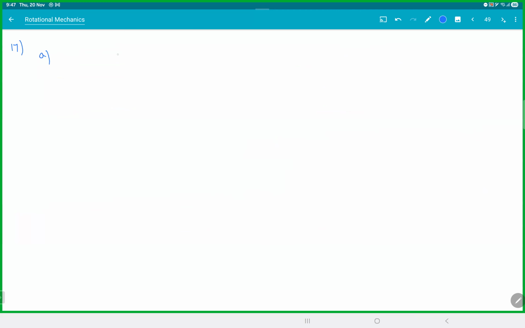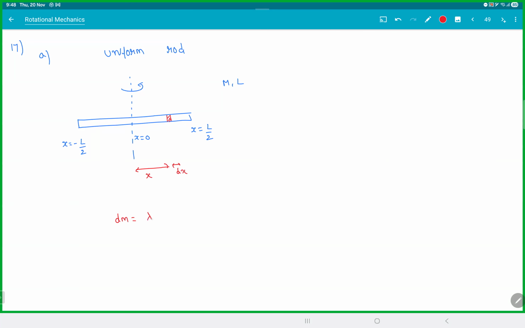Let's start with something simple, a uniform rod. So we have a rod here, mass M and length L, and you want to find the moment of inertia about this axis, the center. X is equal to L by 2, X is equal to minus L by 2, and X is equal to 0. Whenever you see a rod, how do you choose an element? At a distance x, we take a small slice dx. The idea is still the same. This will give you a mass dm, which is lambda dx. Here, lambda is nothing but total mass by total length, into dx.